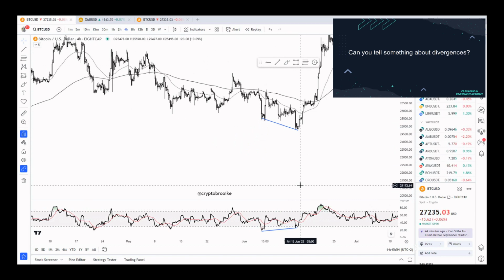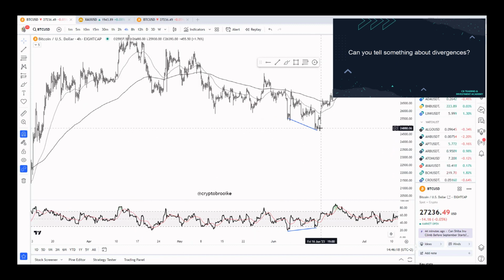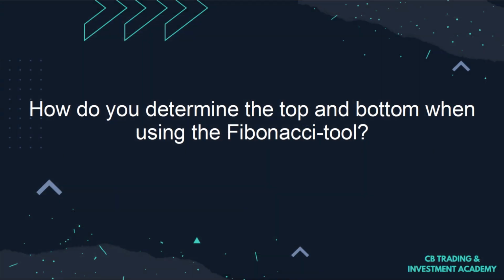Divergences are good for added confluence, so just don't trade only the divergence, but use it as confirmation for your trade idea. Like I said, added confluence. If you would be here and this is a local low, or there is a golden pocket, or there are EMAs in this area, you would possibly have a good point for a long.